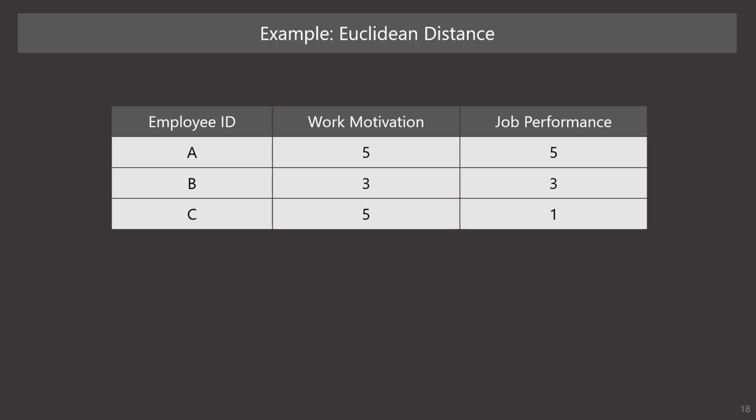In this case, which of B and C is more similar to employee A? We can solve this problem by computing the Euclidean distances. The Euclidean distance between A and B equals the square root of the sum of the squares of the difference in variables between the two data points. So, compute the sum of squares of the difference in motivation and that of performance, and then compute the square root of the sum. The distance equals 2.83.